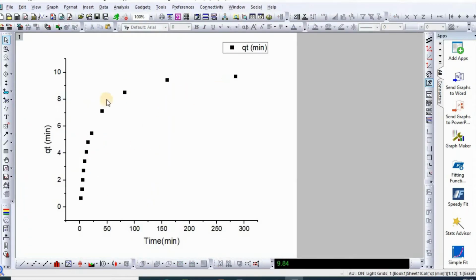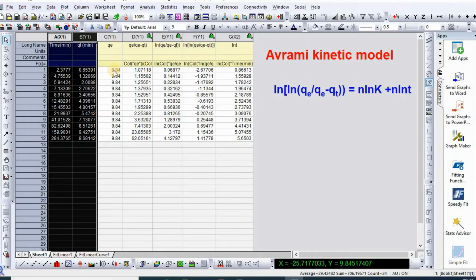Here is your plot. Then click here and extrapolate this to the y-axis. Then click screen reader and put it here. So it is showing that the y-axis is 9.84. That means Qe is 9.84. So I have written here Qe equal to 9.84.